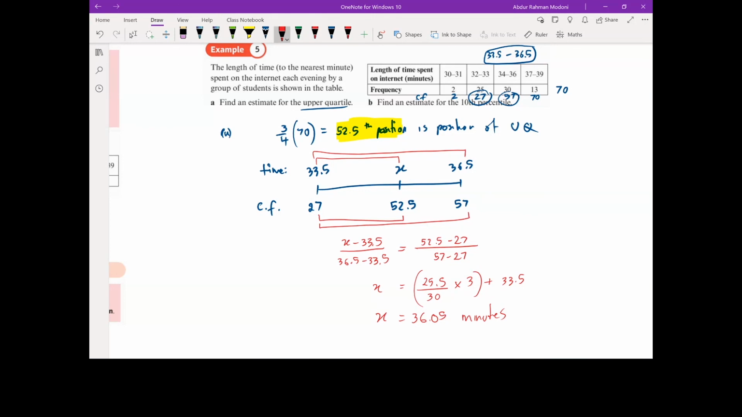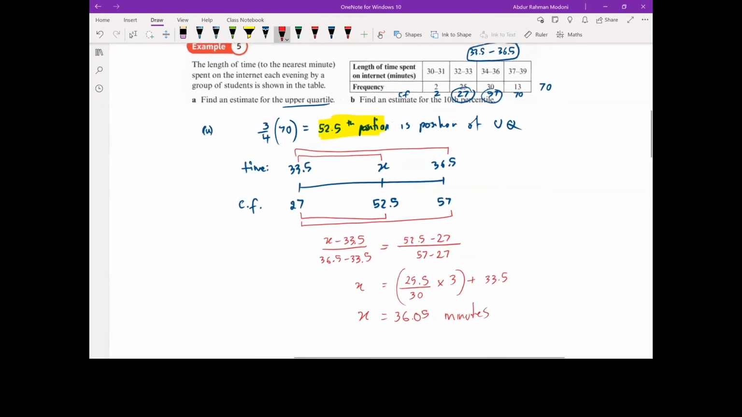And then it goes on to say find an estimate for the 10th percentile. The 10th percentile, again, you need to find out where the 10th percent is. So out of 70 students that we have in total, the 10th percent is going to be the 7th student. So we need to find out the position of the 7th student. You would do the same process again, but this time using the group that contains the 7th student, and that would be the 32 to 33 group. Again, needing a continuity correction.